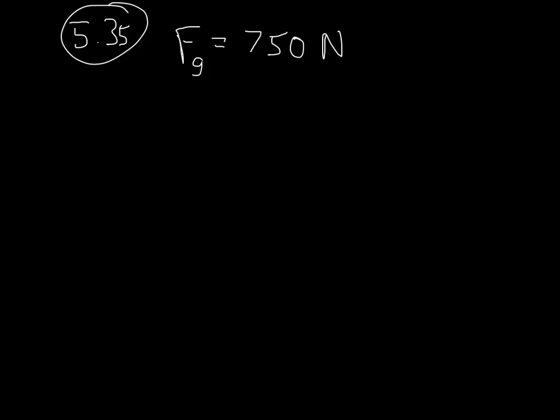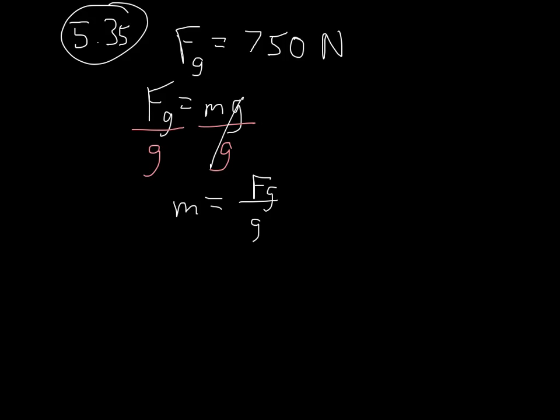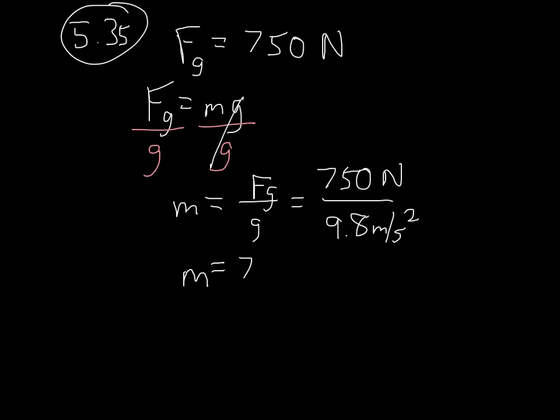Fg is mg. Solve this for m, right? So divide both sides by g. The g's cancel on the right. So mass is Fg over g. So we have 750 newtons divided by 9.8 meters per second squared. And I get that the mass of this man is 76.5 kilograms.